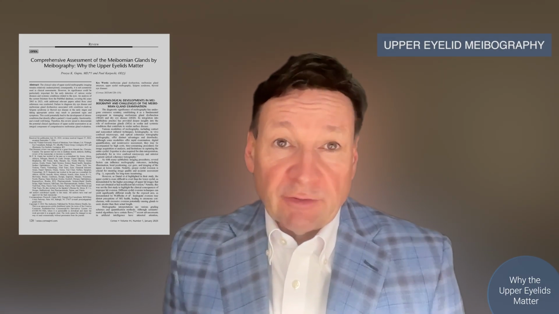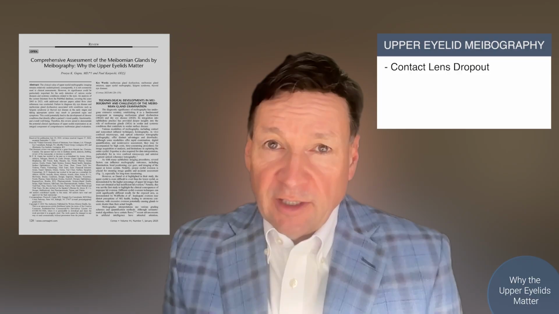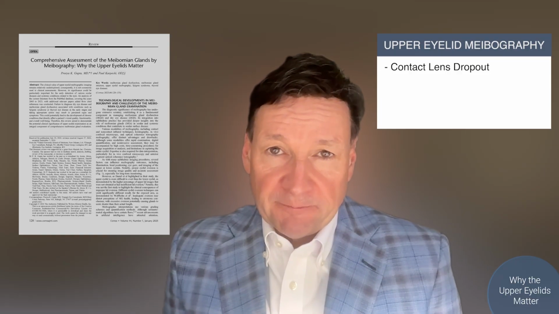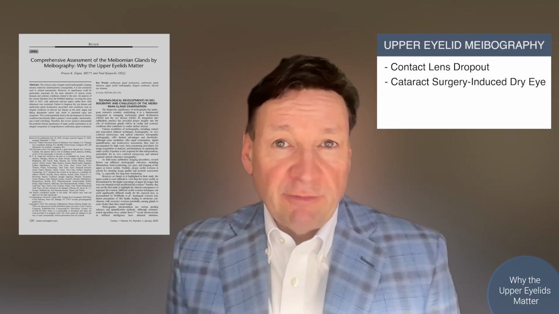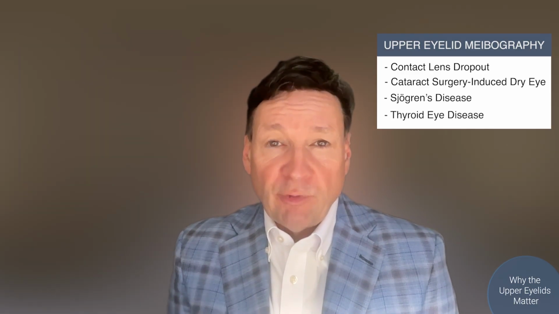Consider the publication and the evidence around contact lens dropout, something that would be wonderful to identify early, and upper eyelid meibography helps with that. This also applies to post-cataract dry eye, Sjogren's disease identification, and thyroid eye disease.